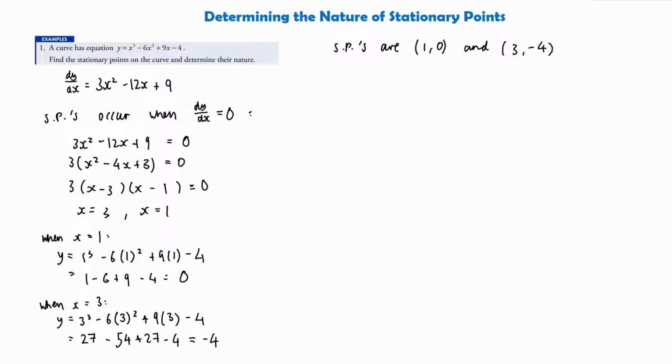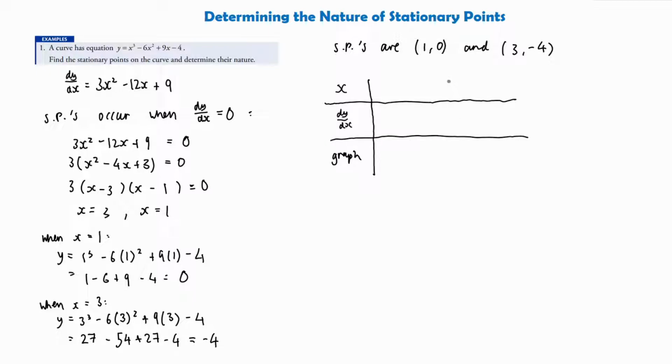But the next thing we want to do is work out the nature of these stationary points. And this is where our nature table comes in. We're going to have our x values at the top. Then instead of f dashed x, this time we have the derivative dy by dx. And then we want to see what the graph is going to look like. So we'll form our nature table. Now you should always use a ruler for this, but I do not have one. We'll just split it down here because we know we've got 2 points to look at.